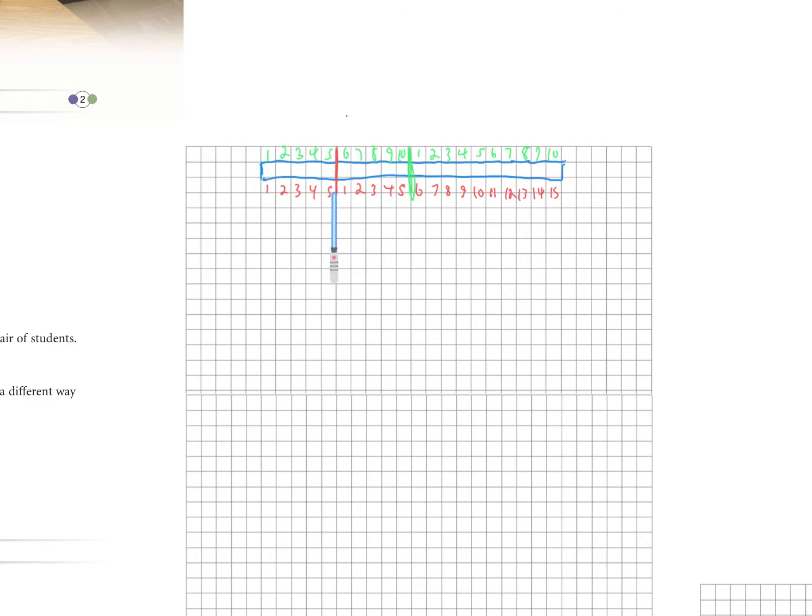I have another scenario where I cut it right here, and I have one that's 5 centimeters and one that's 15 centimeters. However, what stays the same is that no matter which way I cut this ribbon, the total length of both pieces is going to be 20 centimeters. So 10 plus 10 is 20. 5 plus 15 is also 20. So no matter what lengths I cut this into, I'm always going to have 20 centimeters worth of ribbon.